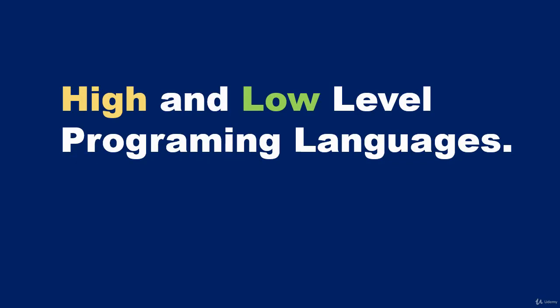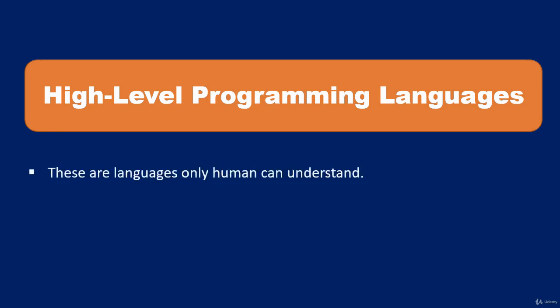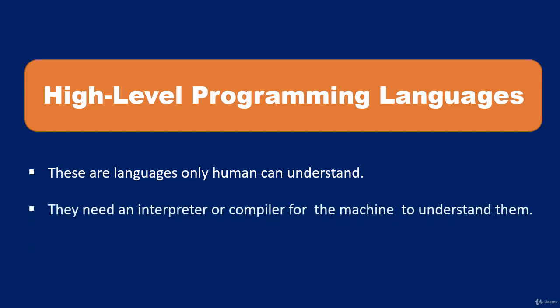Hello and welcome. In this video, I will introduce you to high and low-level programming languages. What are high-level programming languages? These are languages that only humans can understand. So computers can't understand them unless they are compiled or interpreted. They need an interpreter or a compiler for the computer or the machine to understand what the programming is trying to get it to do.